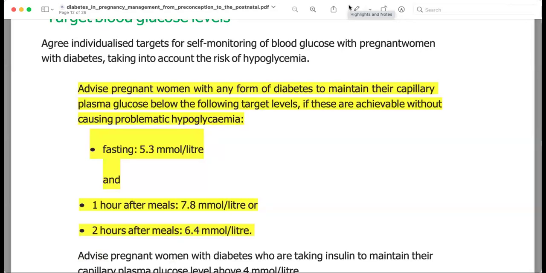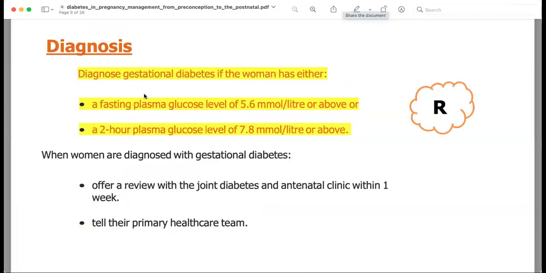They also ask about the diagnosis by GTT. For a woman who had gestational diabetes, when do we say that this woman is diabetic after the result of the glucose tolerance test? You diagnose diabetes if the woman has either a fasting plasma glucose level of 5.6 or above, or a 2-hour plasma glucose level of 7.8 or above. Very important numbers for your exam.